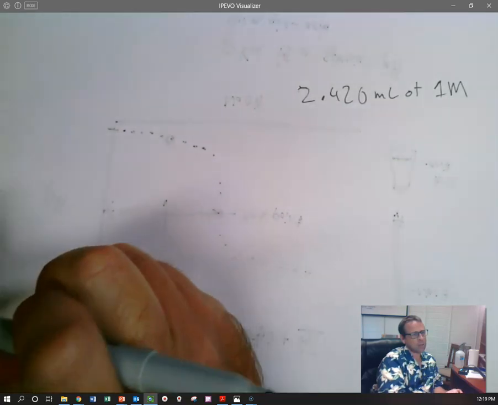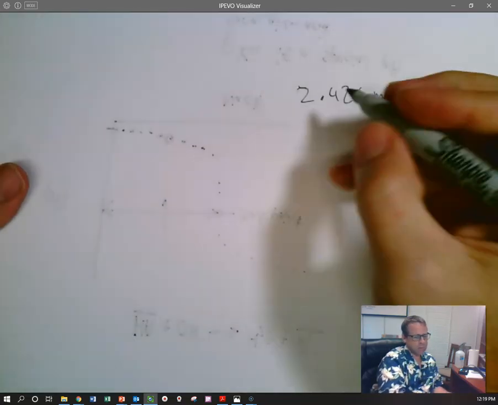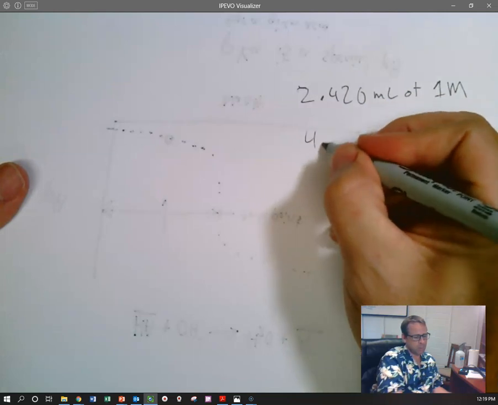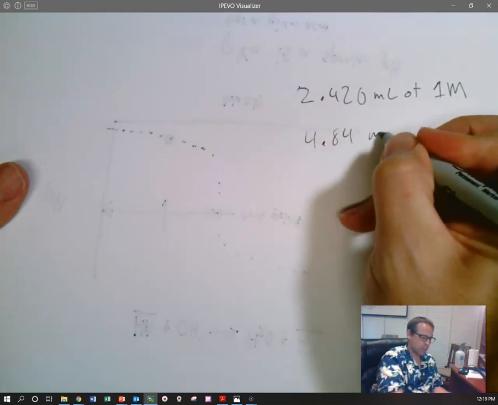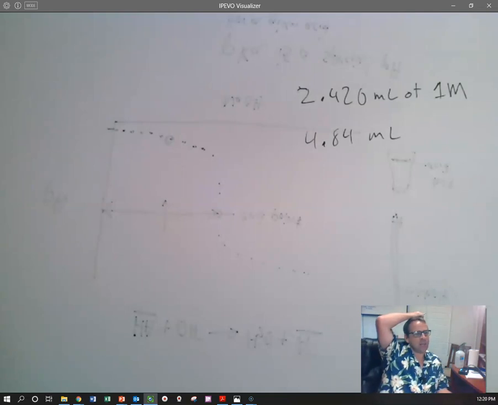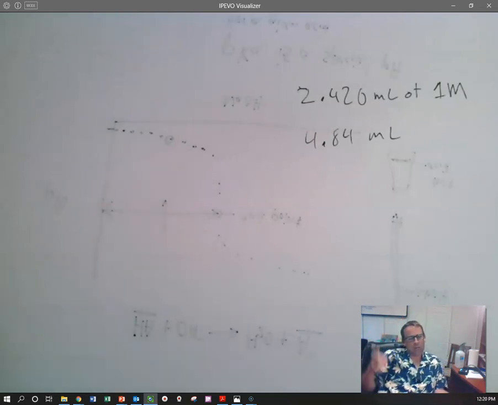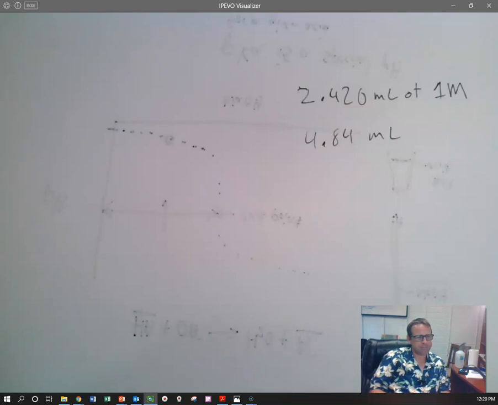So let's slowly add up to twice as that amount, which would be 4.84 milliliters, and see if that gives us our endpoint. Okay? Do you understand why we're doing that? To see if the curve follows the right pattern. Yeah, because if we're at the pKa right now, then theoretically at 4.84, exactly twice this much, we should be at our endpoint, right?